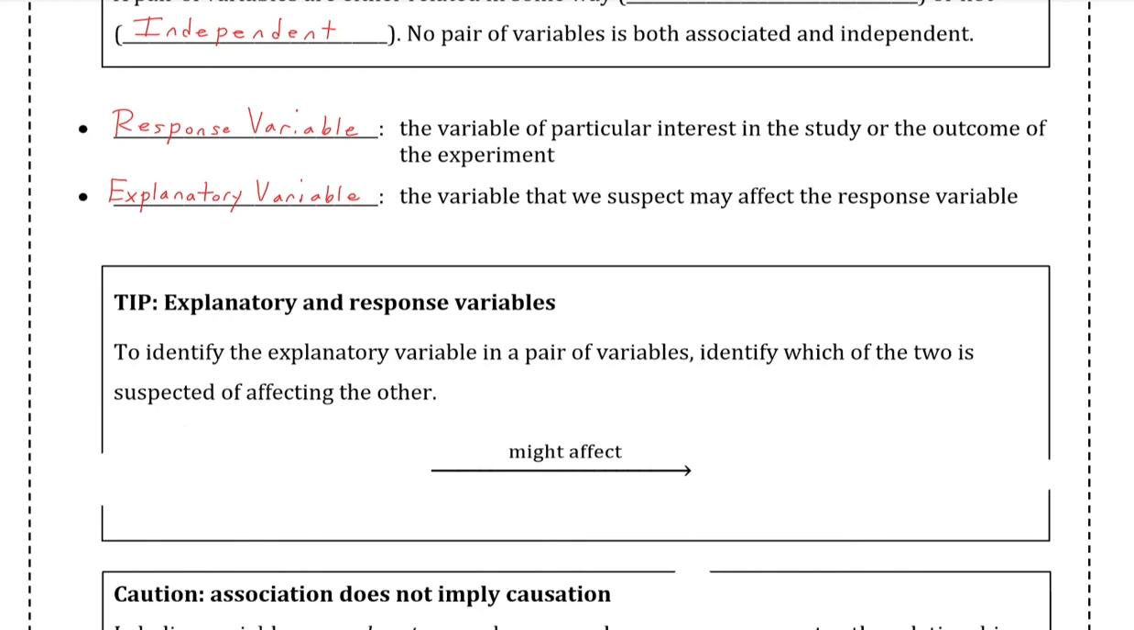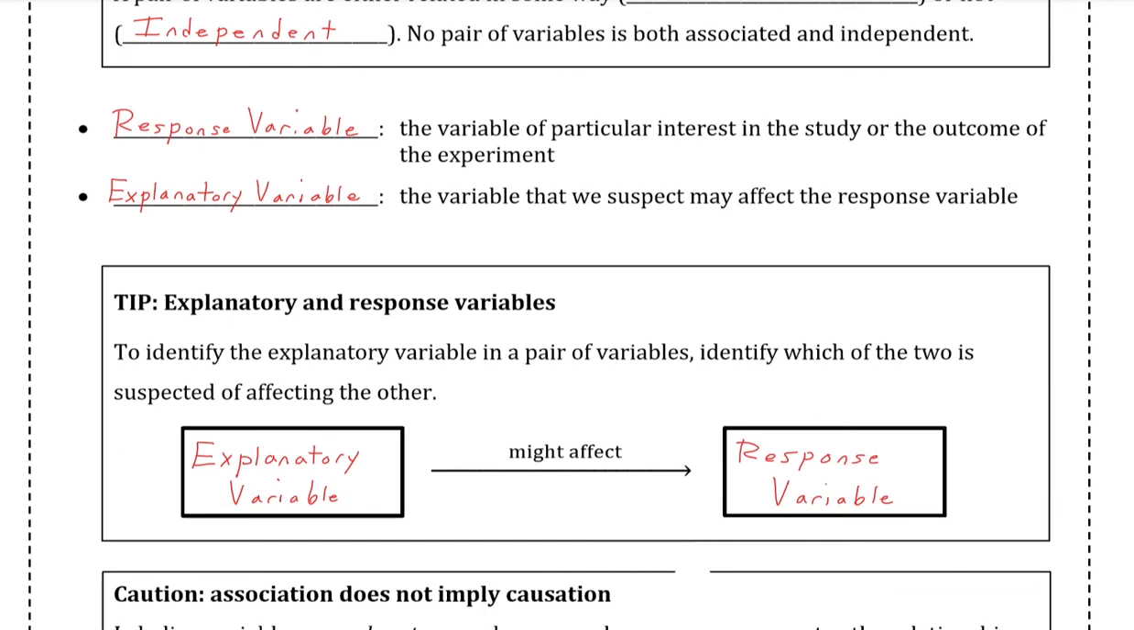As shown below, to identify the explanatory variable and the response variable in a pair of variables, think about what direction makes the most sense between them. We say that the explanatory variable might affect the response variable. So when looking at a situation, try to think which one is being measured and focused on, which is the response, and which one we are simply using to adjust or vary to get possible different results, which is the explanatory variable. You will see a few examples of these on the next page.